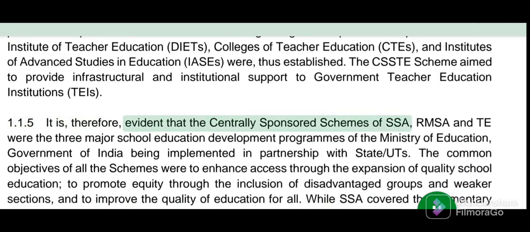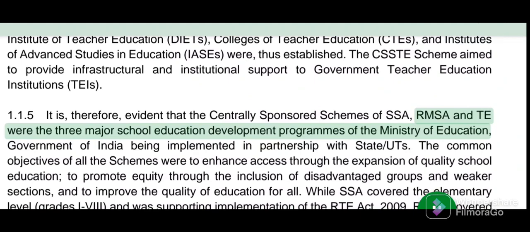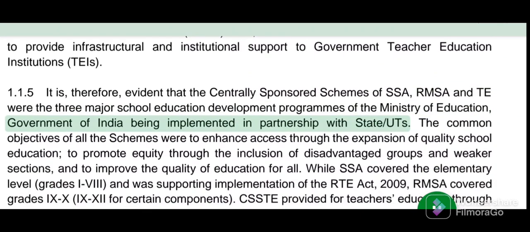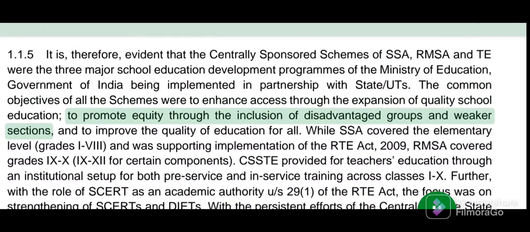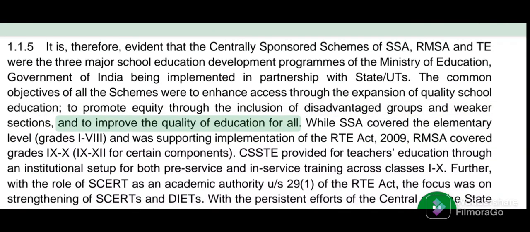1.1.5 It is, therefore, evident that the centrally sponsored schemes of SSA, RMSA and TE were the three major school education development programs of the Ministry of Education, Government of India being implemented in partnership with states and UTs. The common objectives of all the schemes were to enhance access through the expansion of quality school education, to promote equity through the inclusion of disadvantaged groups and weaker sections, and to improve the quality of education for all.